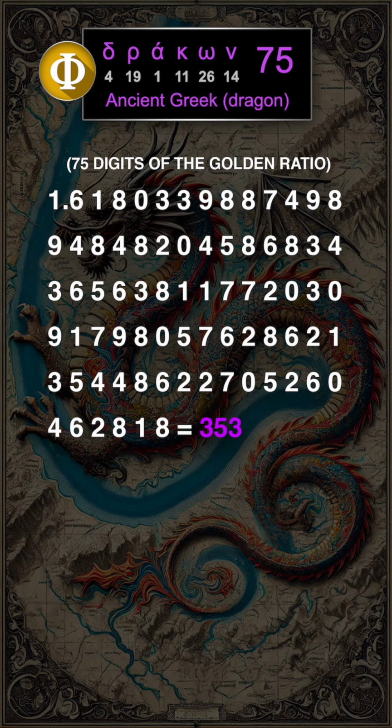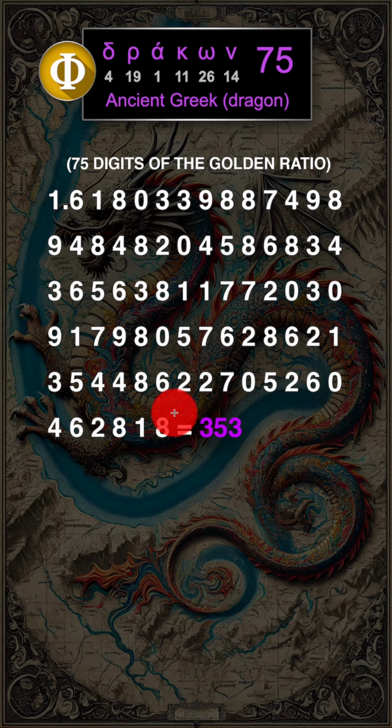So let's bring some mathematics into this. I'm going to start at the top and I'm going to use that dragon word in Greek, and it's 75. So I'm going to go 75 digits into the string of the golden ratio, and we're going to add them all up. Now, I want to make a notation here. There are two ways to look at these golden ratio digits, also the string of pi. One of them is not including the 1 point, and the other is including the 1 point. So, 75 digits after the 1 point, and you get a total of 353.